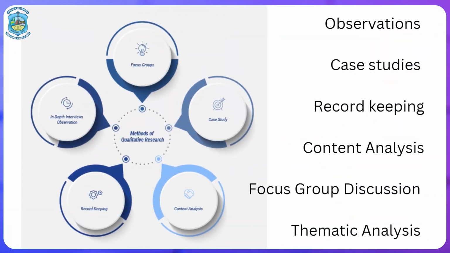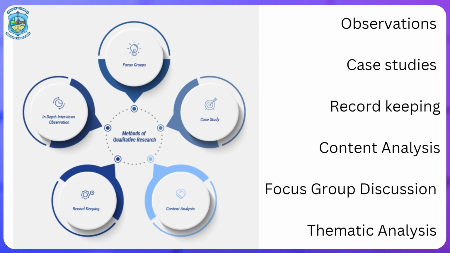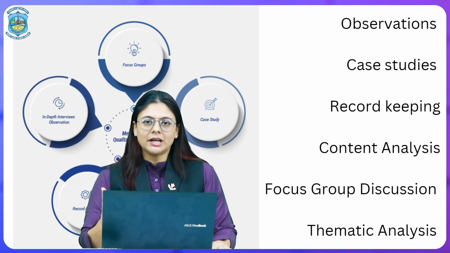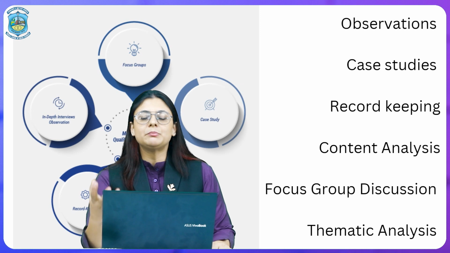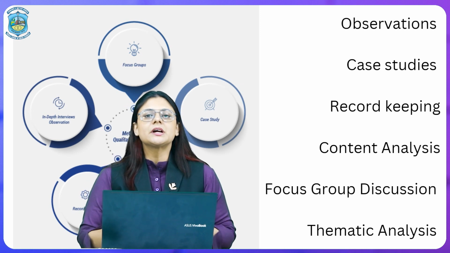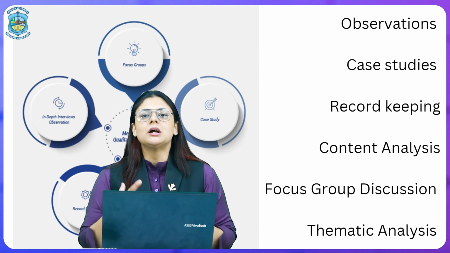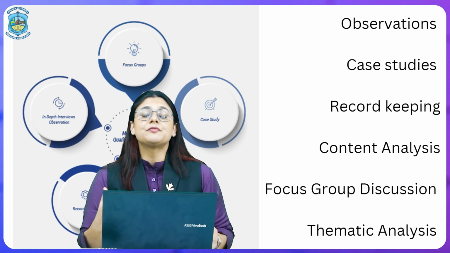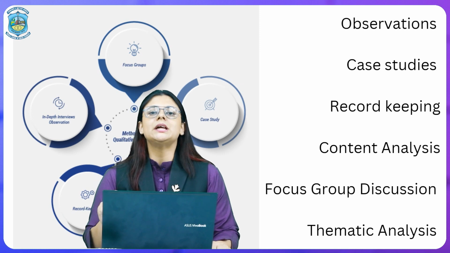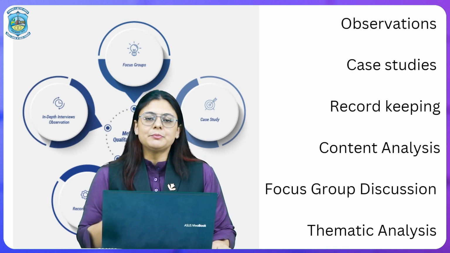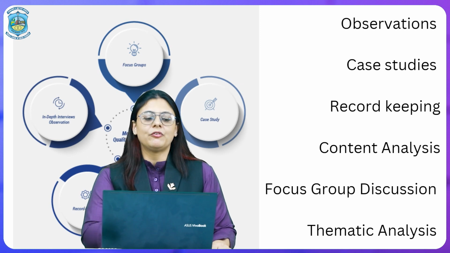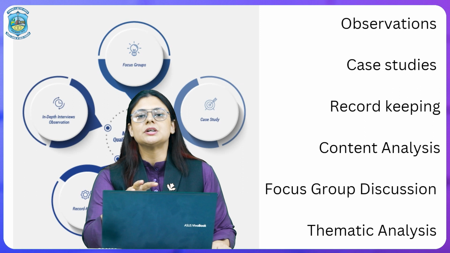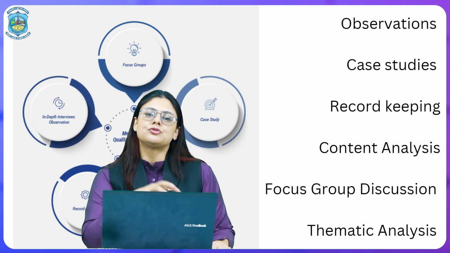Now, let's finally talk about a few methods that we can use for qualitative research. First is observation, case studies, record keeping, content analysis, focus group discussions and thematic analysis. The observation method and the record keeping method basically go together hand in hand. You are observing a particular phenomenon happening, a particular series of events happening, and then you are recording each and every detail about it. That data will be used in the form of any of the previously mentioned types of qualitative research, and then it can be used to draw conclusions.